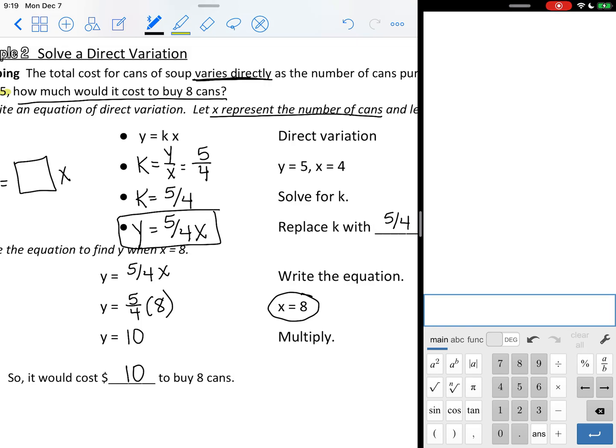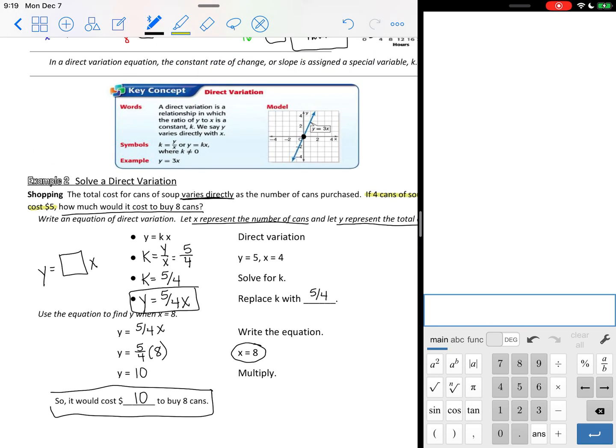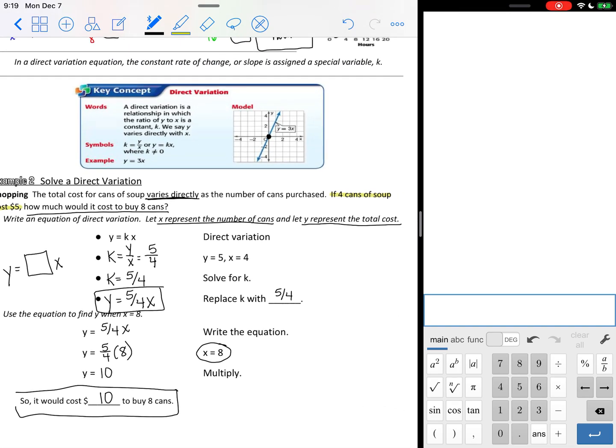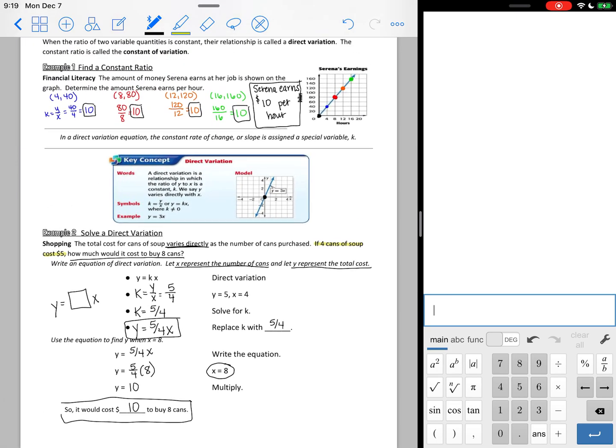So with direct variation, we can find an equation and then use it to solve something further. The first relationship just helped me find that constant of variation, 5/4, and then we use the second part of the problem to actually solve.